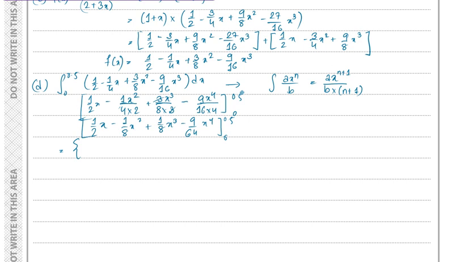At first we'll be using 0.5 as x. So this would be 1/2 times 0.5, minus 1/8 times 0.5 squared, plus 1/8 times 0.5 cubed, minus 9/64 times 0.5 to the power 4, bracket close, and now subtracted by the value if we use x equals 0, the lower limit.